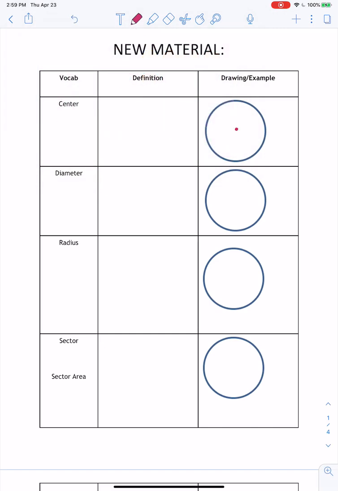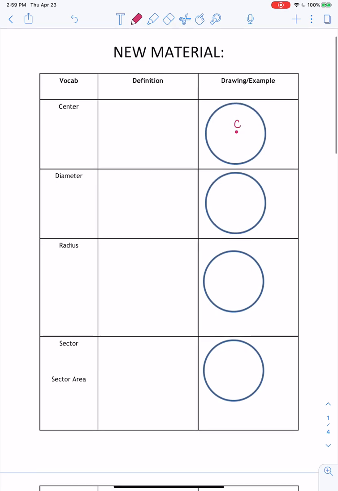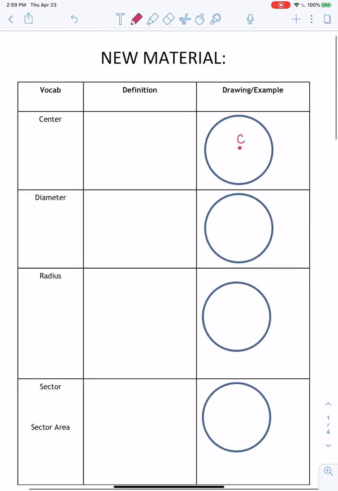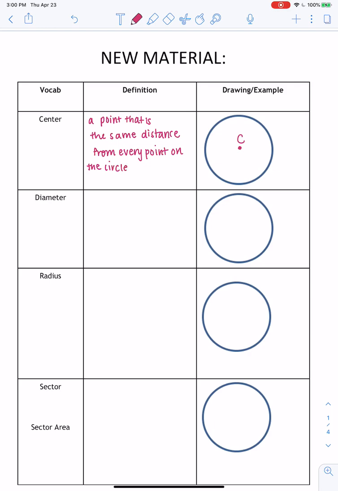And so we're going to draw an example of this here. And we're going to label it with a capital C. So the center of a circle is a point that is the same distance from every point on the circle. So it's in the middle of that circle.